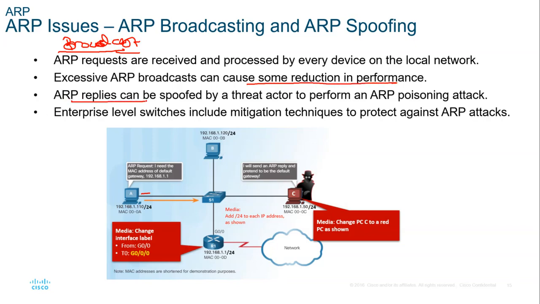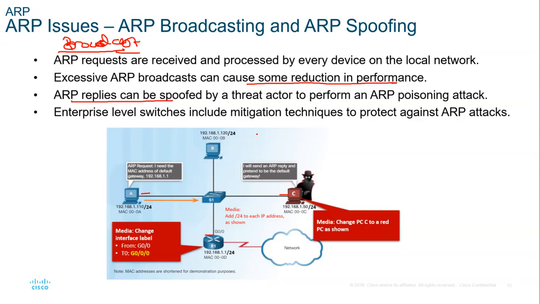ARP replies can be spoofed. Someone can be on a network and disguise the reply as if it's from a legitimate device. For example, let's assume that a computer is trying to look for the gateway, and the gateway is this one here. This computer may disguise itself as the gateway, and then all these computers send their information to this malicious actor, and they end up being hacked.